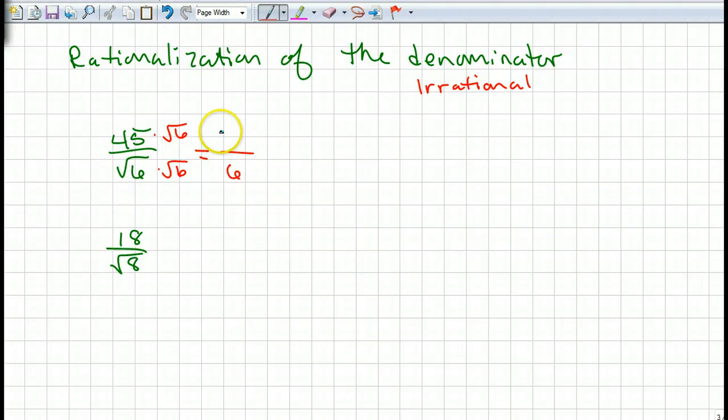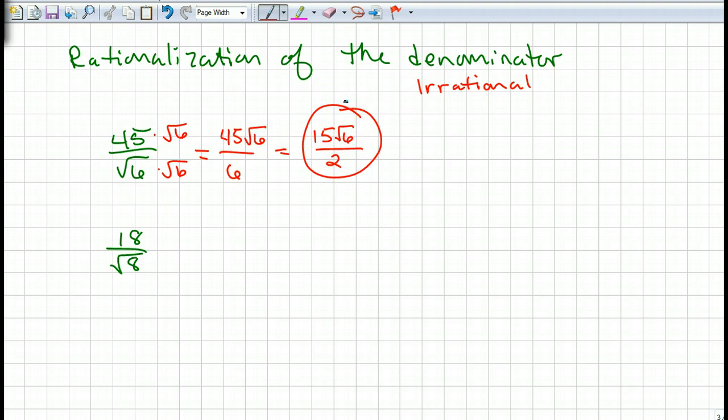So the top ends up being 45 square root of 6. The next step is to simplify. We have a fraction here in which both the numerator and the denominator are divisible by 3. So I can divide both top and bottom by 3. So this will be 15 square root of 6 over 2. And that is your final answer on that.